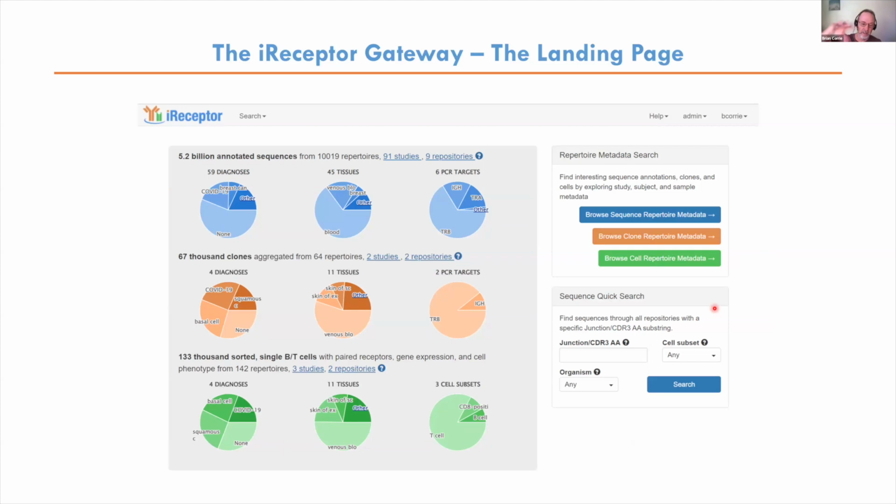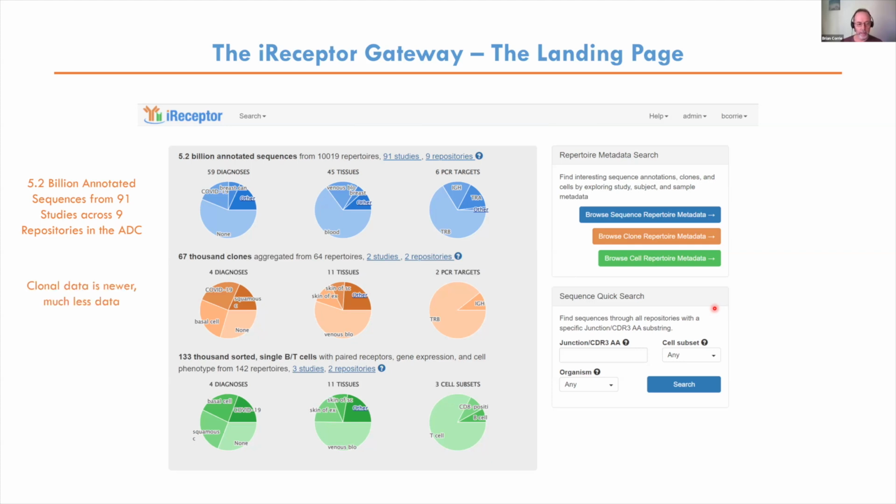Actually, maybe that'll become a little bit more clear. Once you log in, this is essentially the screen you see. This is the landing page. Just some things to point out: I mentioned there's over 5.2 billion annotated sequences, 59 diagnoses, 45 tissues, and 6 PCR targets, the targets being IgH, IgK, IgL, TRA, TRB, TR delta, and TR gamma, plus 91 studies and 9 repositories. So it's a pretty large and rich data set.